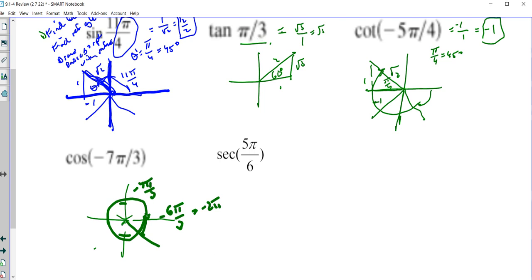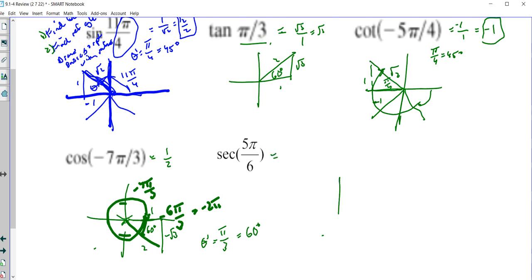From here, we got to figure out our reference angle. Reference angle in this case is pi over 3. Pi over 3 is equivalent to 60 degrees. So we have 60 degrees right here. Well, what's opposite 60? Since it's in the fourth quadrant, negative square root of 3. Then we have a 1 and a 2. We're going cosine, which would be 1 over 2, 1/2.